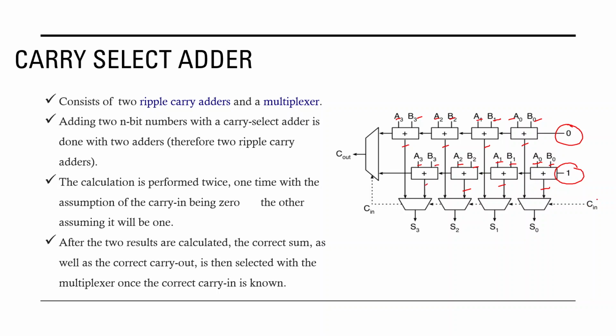Then if the carry comes in from the previous stage, it depends on the carry. If it is 0, I will select this sum output. And if the previous stage carry produces an output of 1, then I will select this other sum output. So what happens here is a parallel computation, which makes it very fast. Now let us go into more detail.